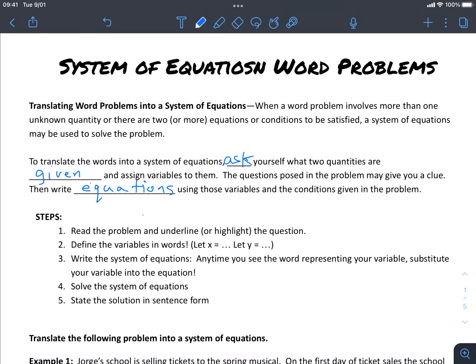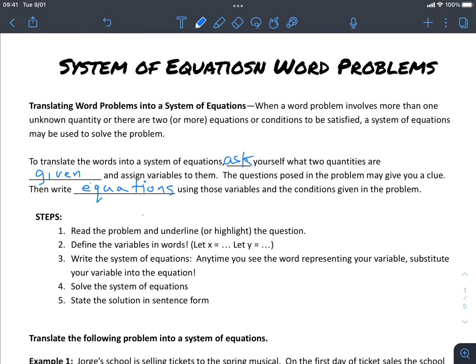Okay, ladies and gentlemen, this is concept 33, which deals with systems of equations word problems. Now, the cool thing is that it's very similar and in some ways identical to concept 32, where we're solving systems of equations, but we just start with the word problem and have to translate the words into symbols and numbers. So that's what we're going to be focusing on in this lesson.